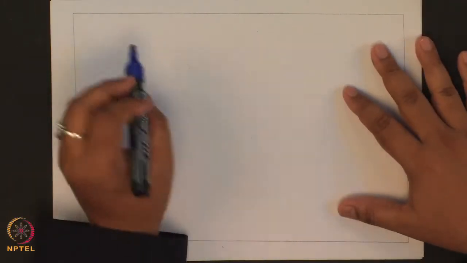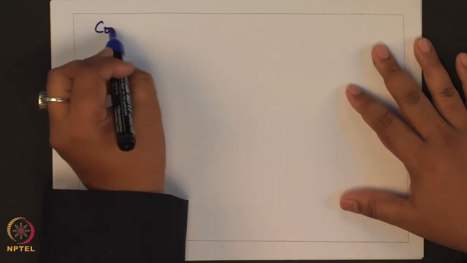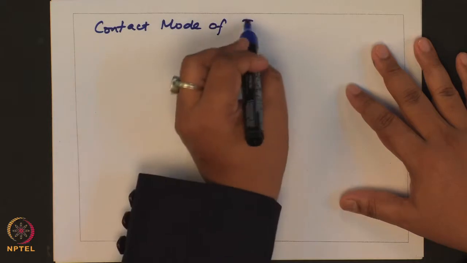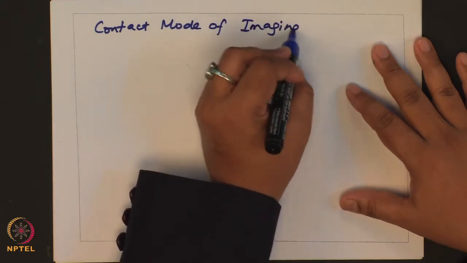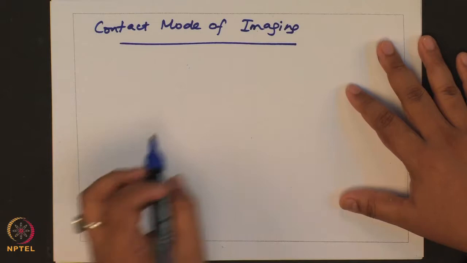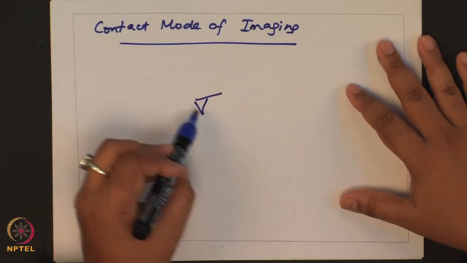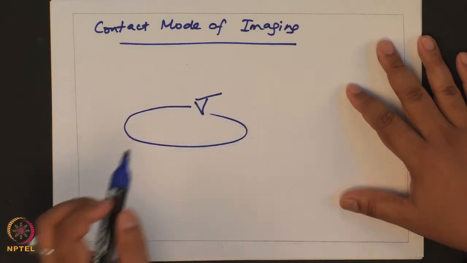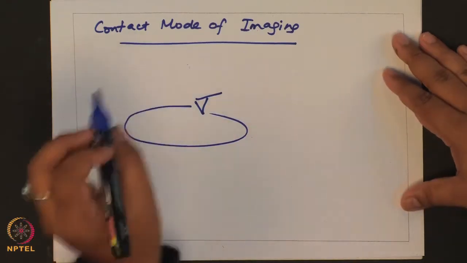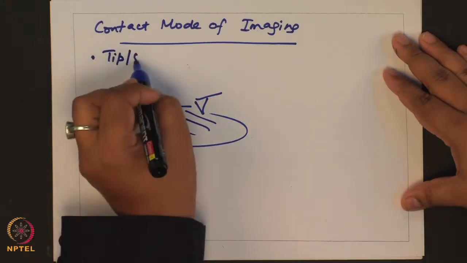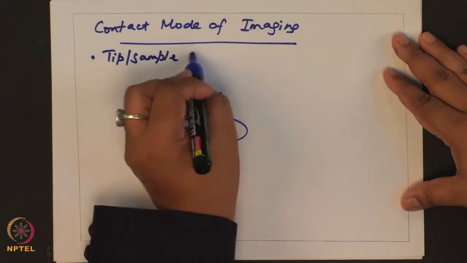What are some of the modes that you can use? One particular mode which is often used is called the contact mode of imaging. How does it work? You have your cantilever touching your sample. Let us say you have a sample. In contact mode, the tip and the sample are always in contact.